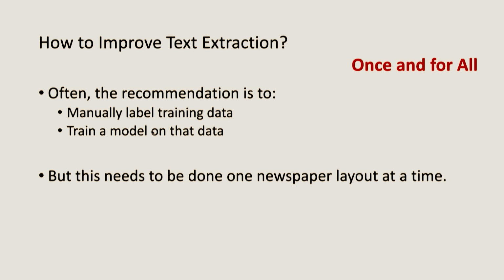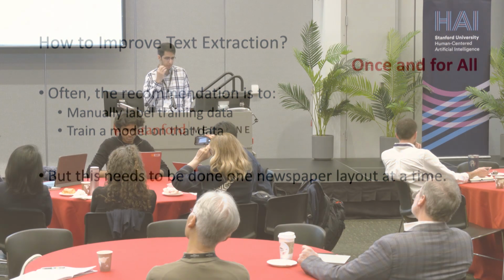Usually, at least in the case for Transcribus and some other commercial systems, when you tell them that it didn't work on my newspaper, they say, okay, you can manually label some training data on your specific corpus, you train a model on that, or we train the model for you, and that will improve things a lot. That is probably true, but it's dependent on the layout and available manual labor, and it has to be done one newspaper at a time. And we thought maybe we can do this once and for all.